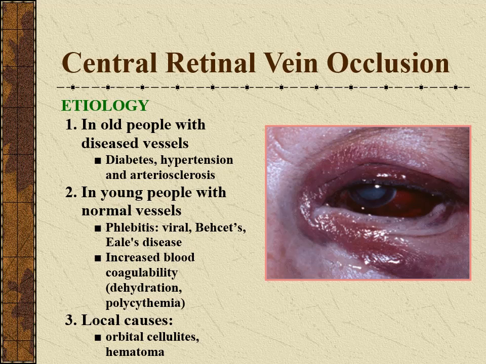In young patients, usually the patient will have inflammation of the veins in the form of phlebitis with different causes, either viral infection, in some cases of Behcet's disease and Eales disease, or they will have increase in the blood coagulability, like in cases of dehydration or polycythemia. Local causes in the orbit can also cause occlusion of the central retinal vein, like in cases of orbital cellulitis or orbital hematoma.